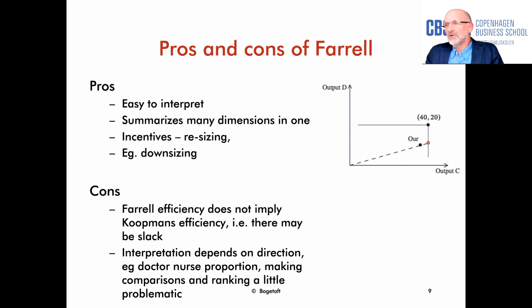But of course, it's not fully efficient from a Pareto point of view, because there I could actually have expanded output D and just kept my output C constant. So I could have moved from here in this direction here. So it leaves some slack. So some of those that get a Farrell efficiency score of 1, and therefore a degree of efficiency equal to 1, are actually not Pareto efficient because of this slack problem. We call this difference here a slack.